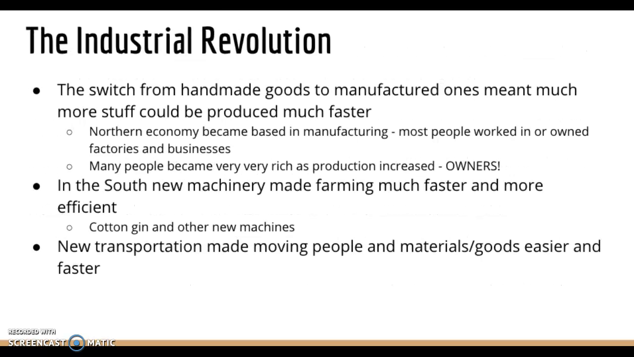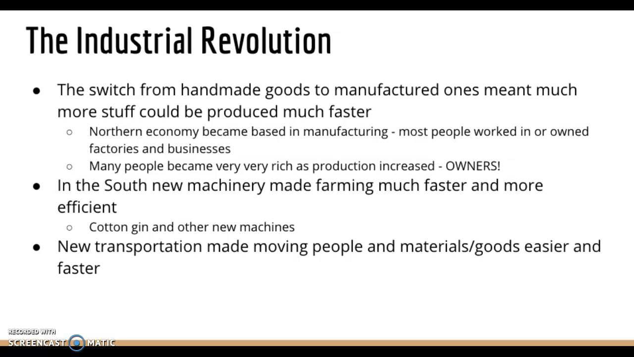So the Industrial Revolution was when the United States switched from using mostly handmade goods into using machines. And this had a really profound impact both in the North and in the South. It meant things could be produced much, much faster. It also meant that a lot of people had to get new jobs in different areas because their jobs were no longer applicable as they had been before.